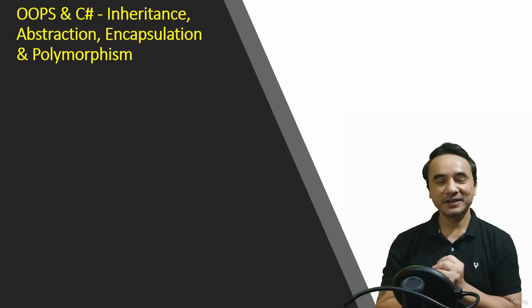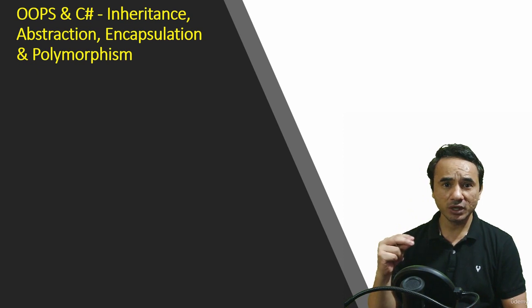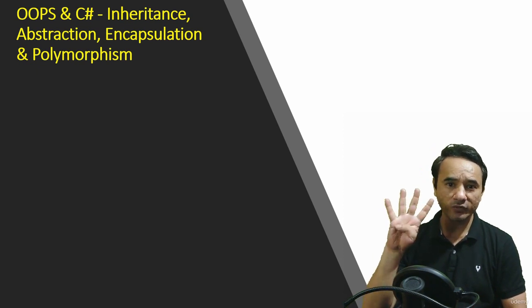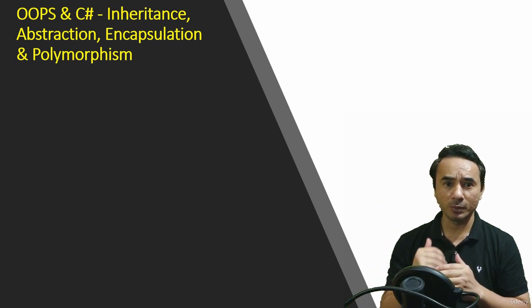Great, you have completed the first section successfully. Now in this section, we are going to cover questions about the 4 pillars of OOPS: inheritance, abstraction, encapsulation, and polymorphism.